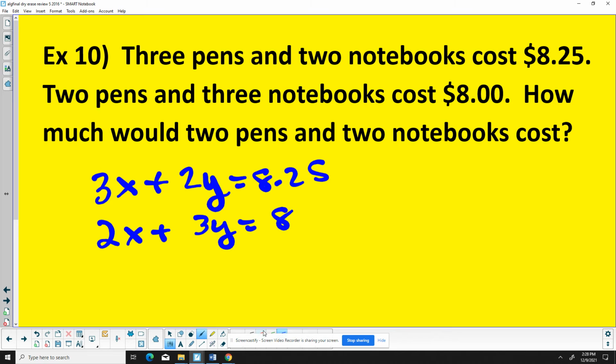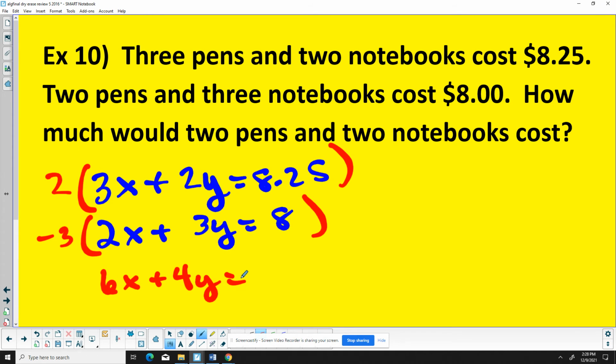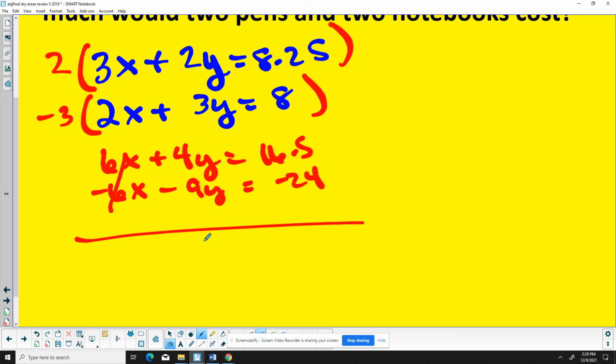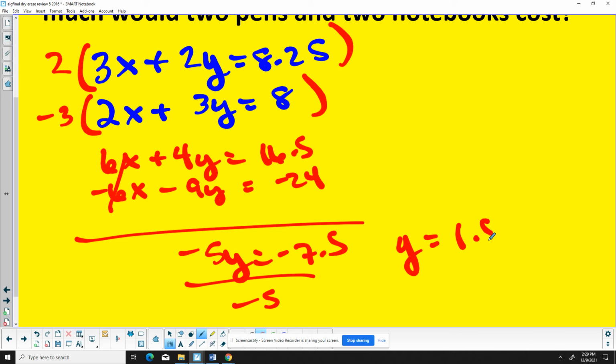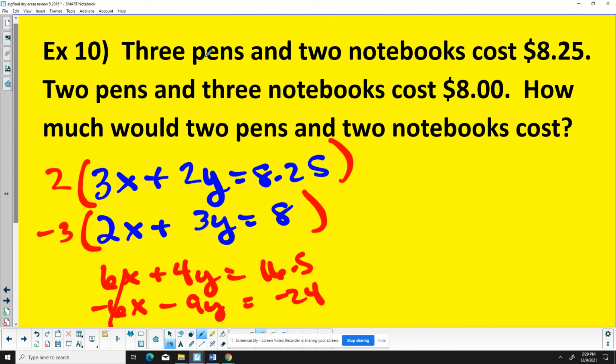Okay, so let's do 6 and -6. So that's a 2 and that's a -3. So 6x plus 4y, 8.25 times 2 is 16.5. And -6x minus 9y is -24. So that's -5y. 24 minus 16.50 is 7.5 negative. And if we divide by 5, it's $1.50. So whatever y is, let's see, pens was x and notebooks were y. Okay, so notebooks are $1.50.